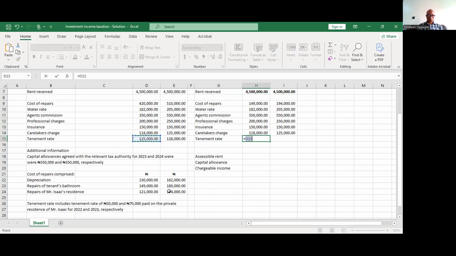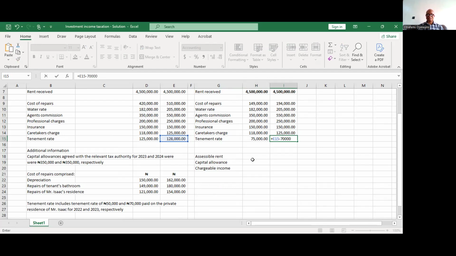And then we have information given to us that the tenement rate includes tenement rate of 50,000 and 7,000 paid on the private residence of Mr. Isaac for 2022 and 2023. So what do you have to do? You have to deduct the 50,000, so you get 75,000. Then you also arrive at 128,000. That's the amount paid for tenement rate. You're going to deduct it from the amount.